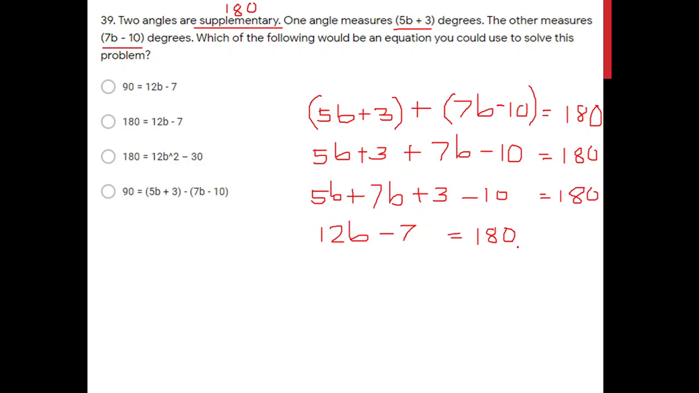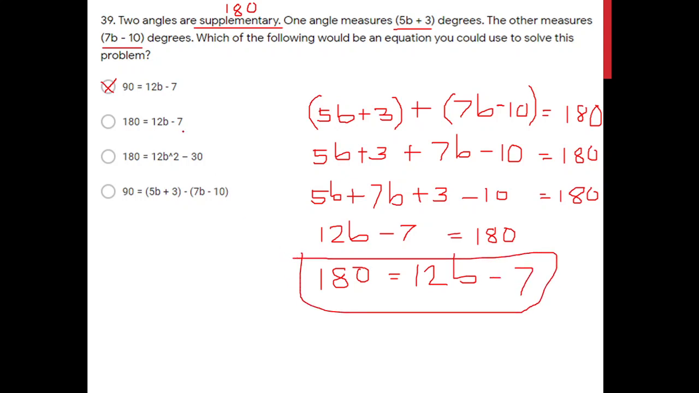So let's try to find it on the choices. Do we have 12b minus 7 that is equal to 90? This is not correct because that is complementary. So only this one. You can just rewrite this one same as the choices. So you can just switch sides here, equals 12b minus 7. That one, so that it will be the same with the choices. So this will be our answer.